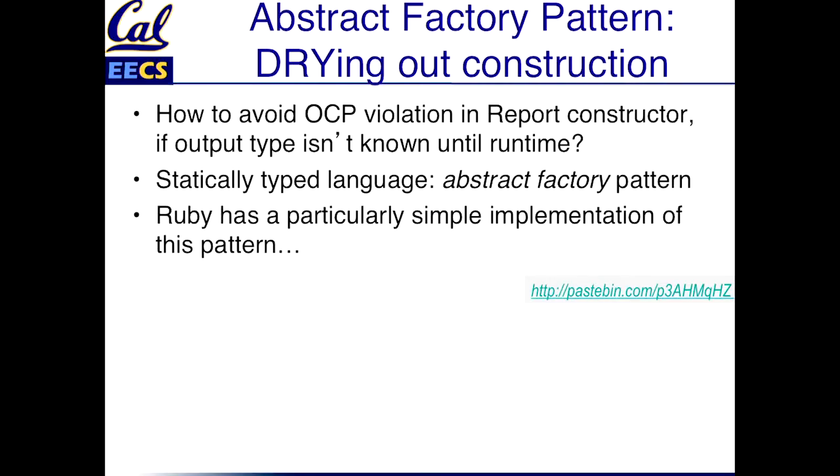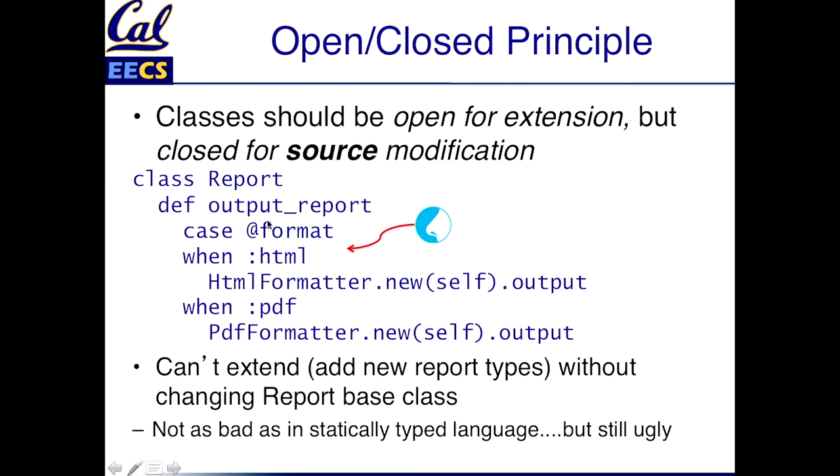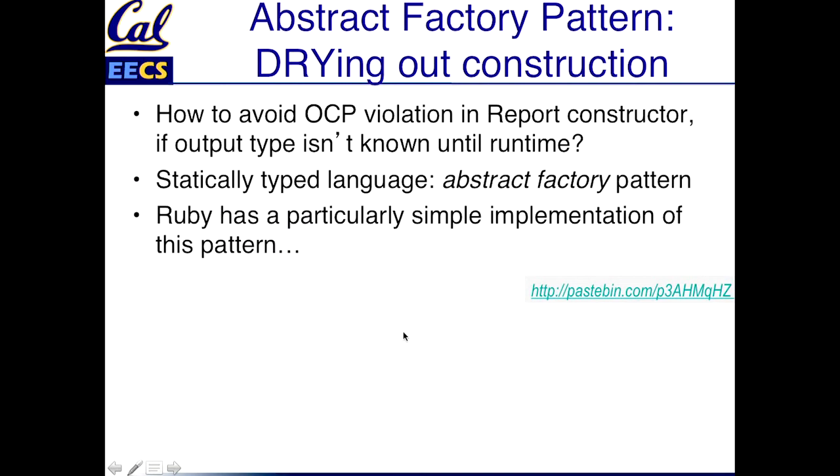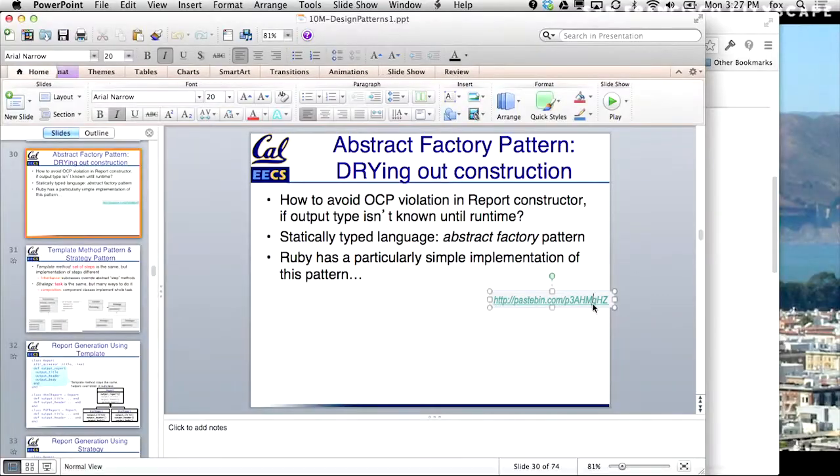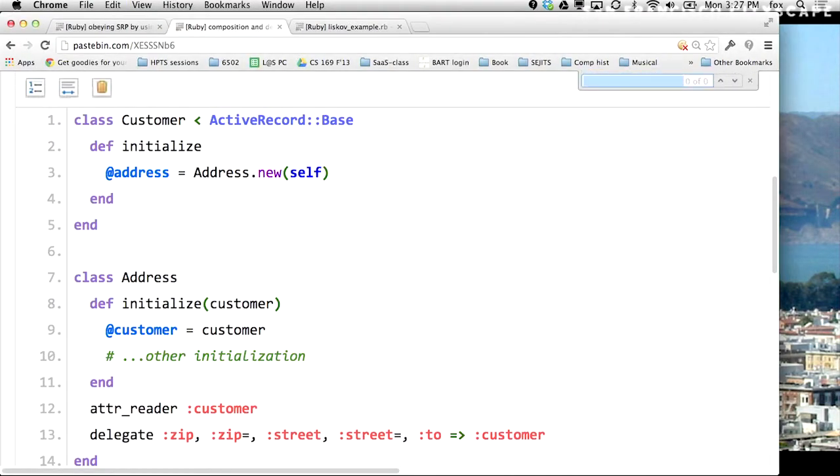So what can we do about that? This is one of the places where a design pattern can help us. The abstract factory pattern is a way of creating something whose type isn't known until runtime. So the problem we had in this example is basically that at runtime, we need to look at this format variable, and depending on its value, which we won't know until runtime, that determines which of these other classes we're going to instantiate. The abstract factory pattern helps to solve this, and because Ruby has metaprogramming, it has a particularly nice, in my opinion, implementation of this pattern, which I hope I can show you.